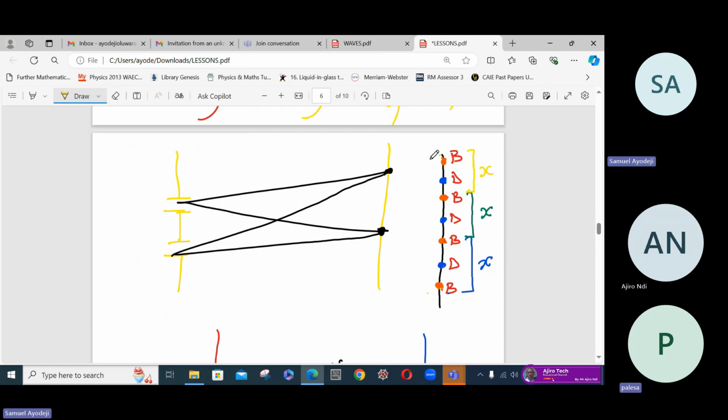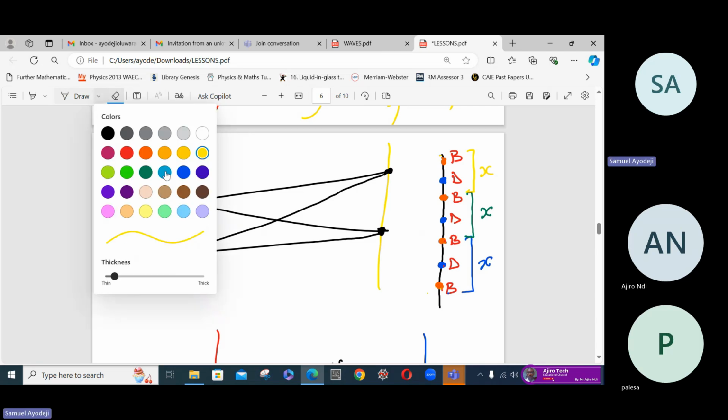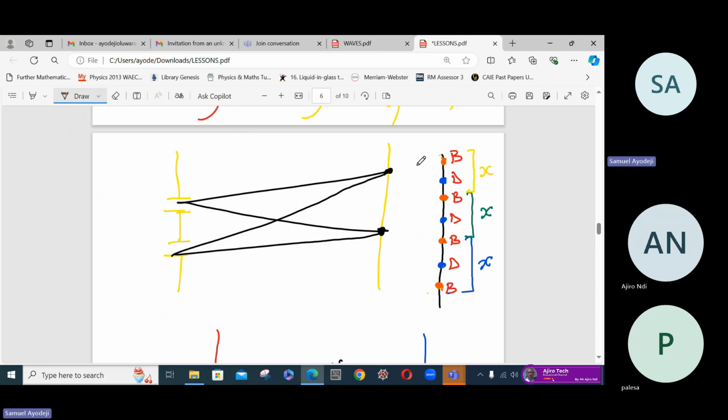Now that is X. Then I assume that we are given this distance, the whole distance from bright to bright, starting from the bottom bright to the top bright. Let's say we are given 20 meters. So what should be my value of X now? That's how to calculate X.